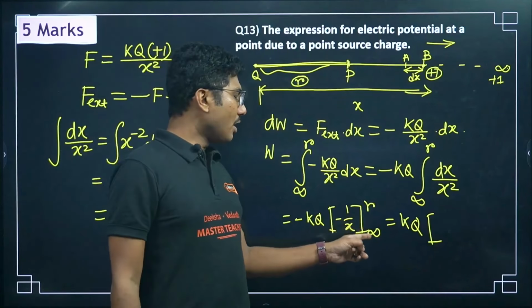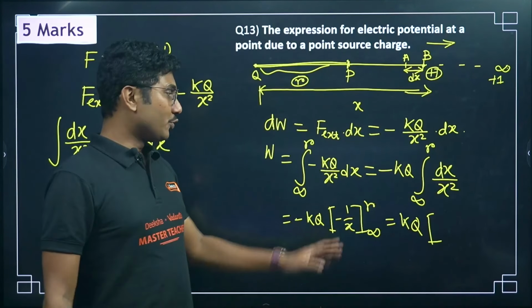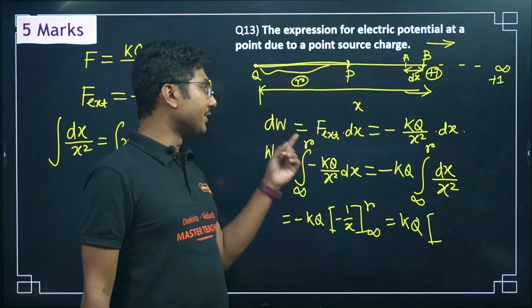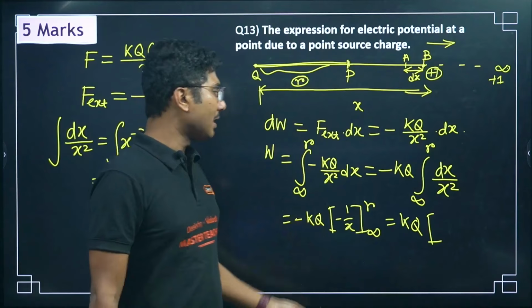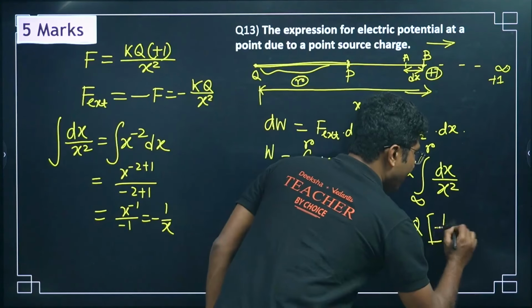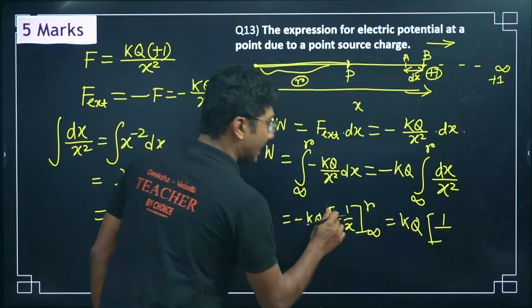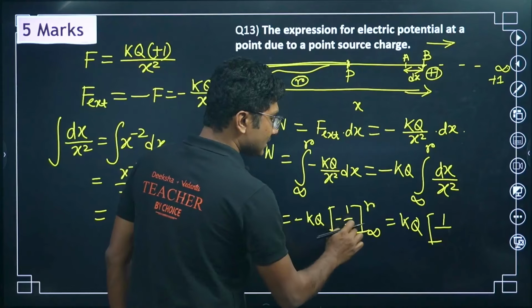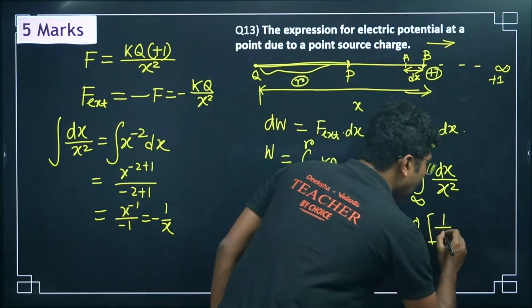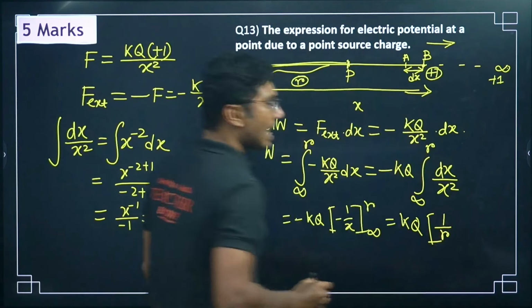Now what about infinity to r? So first you have to put the upper limit. This is called the upper limit, the final point. Final destination is called upper limit. So first we have to put the upper limit instead of this variable. Minus is common, so we are not writing the minus. So instead of this x variable, we have to put the upper limit value, that is r.